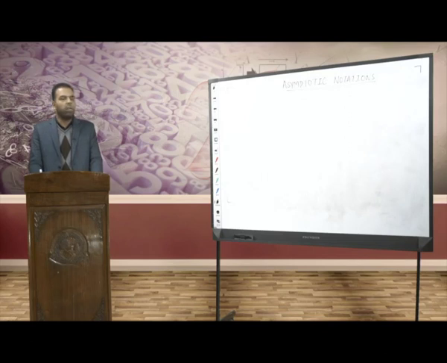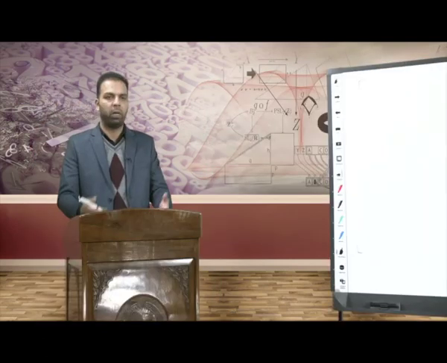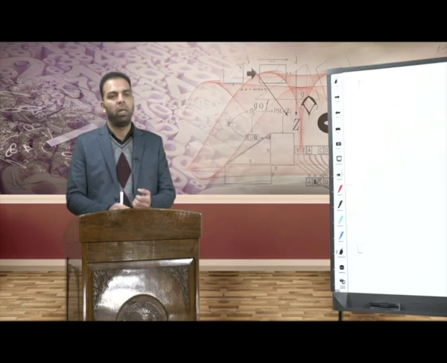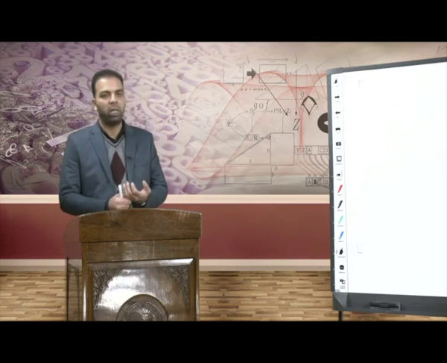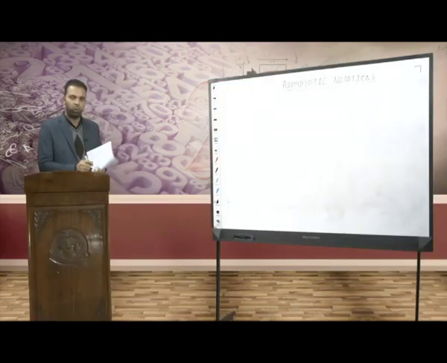So we have three major or main asymptotic notations that we will be studying. Apart from that, there are two more, but we won't be studying them in this course. So we will be looking at the big O, the big omega, and the theta notation. Okay. So let us begin with the big O notation.